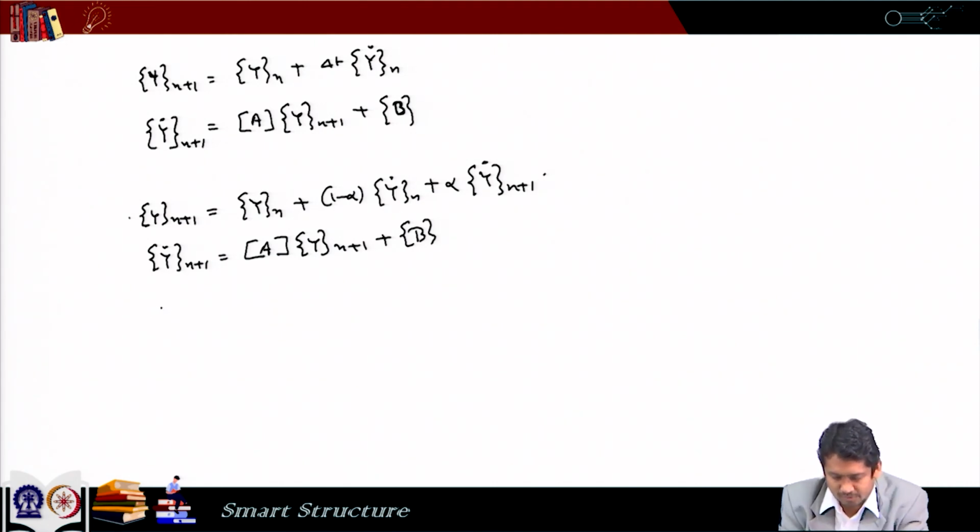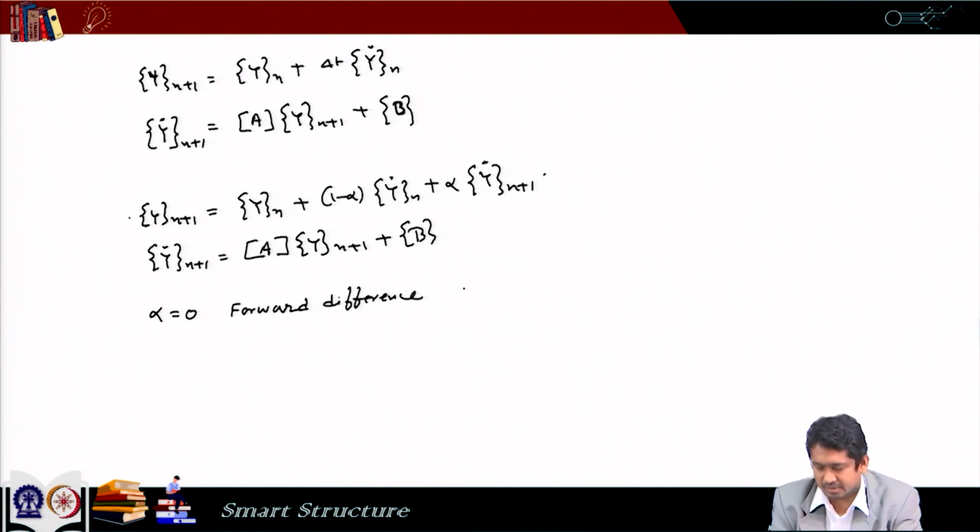So, when alpha is equal to 0, it is called forward difference, and here the order of accuracy is of order delta t.